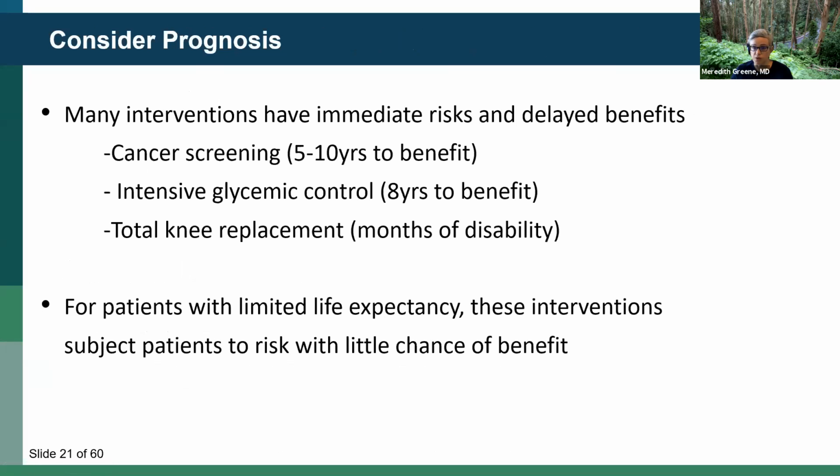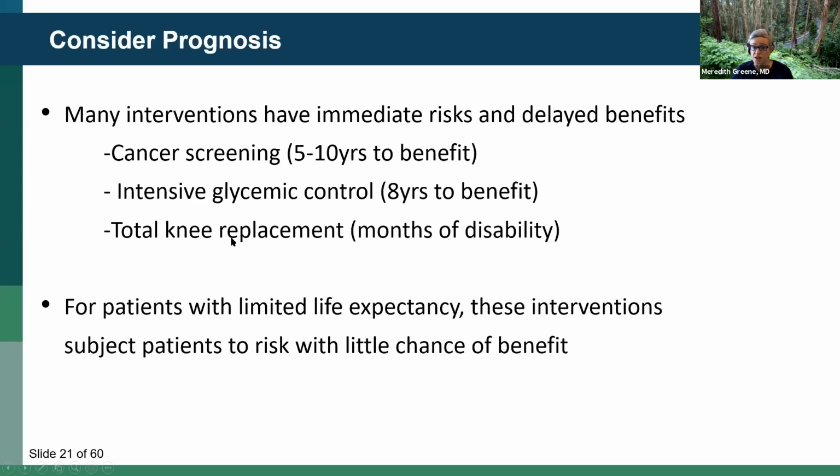And I just wanted to touch briefly on considering prognosis and what that might mean. So many interventions that we do have immediate risks and delayed benefits. For example, colon cancer screening, you need a life expectancy of at least 7 to 8 years to see the benefit of being screened for colon cancer. But if you send someone for a colonoscopy, there are immediate risks in that procedure. And you're potentially, if they have less than that life expectancy, exposing them to the risks of the procedure with little chance of benefit of detecting an early cancer that would actually affect their overall life expectancy.